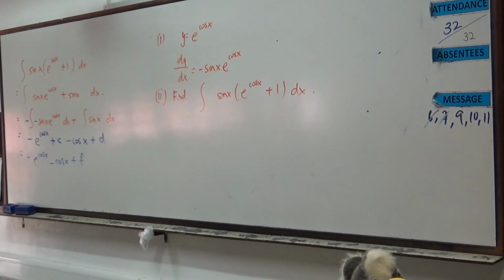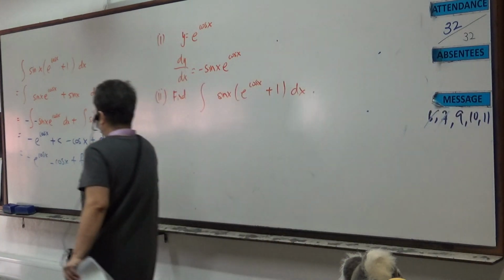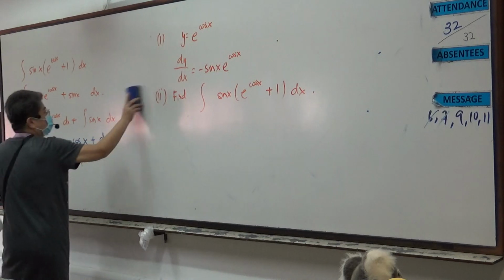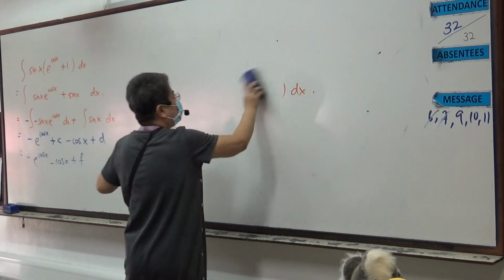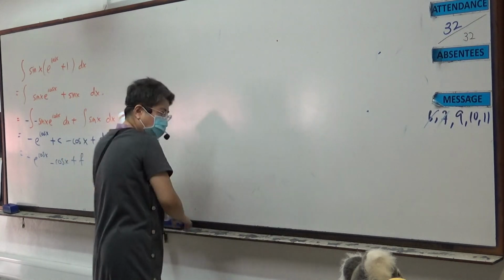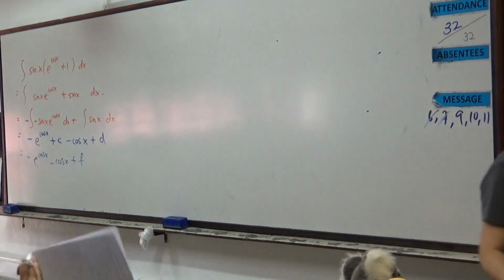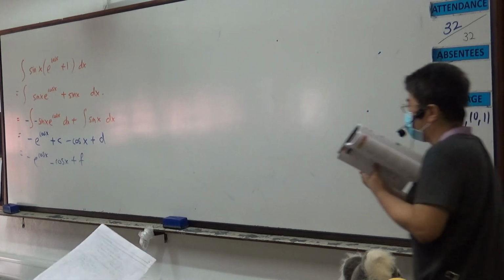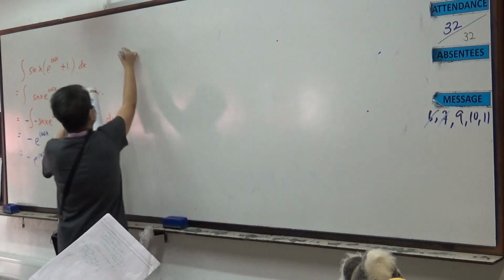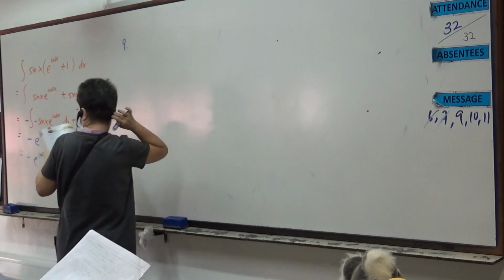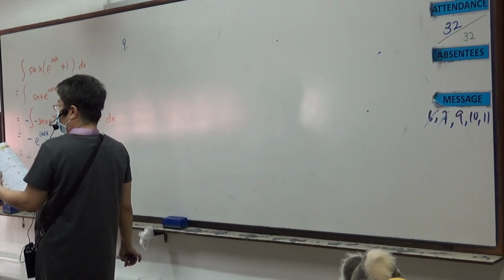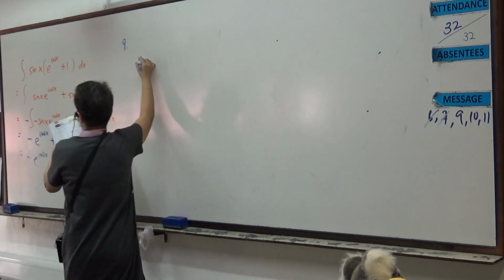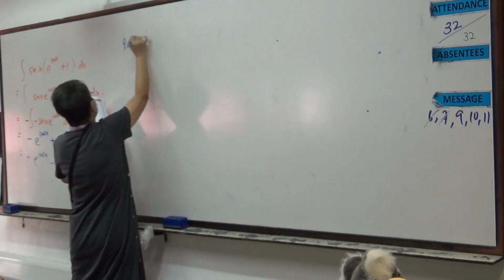Question number 9. Let's take a look at question number 9. Express 3x over 3x plus 5 in the form where n and where k and q are integers. Part 1.